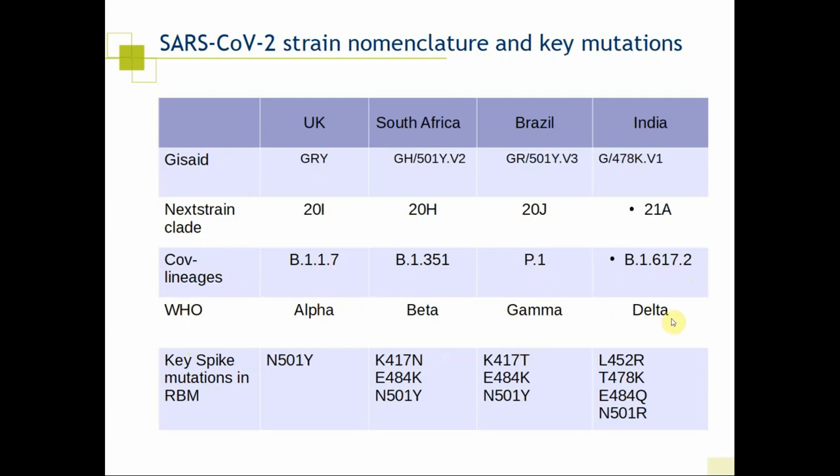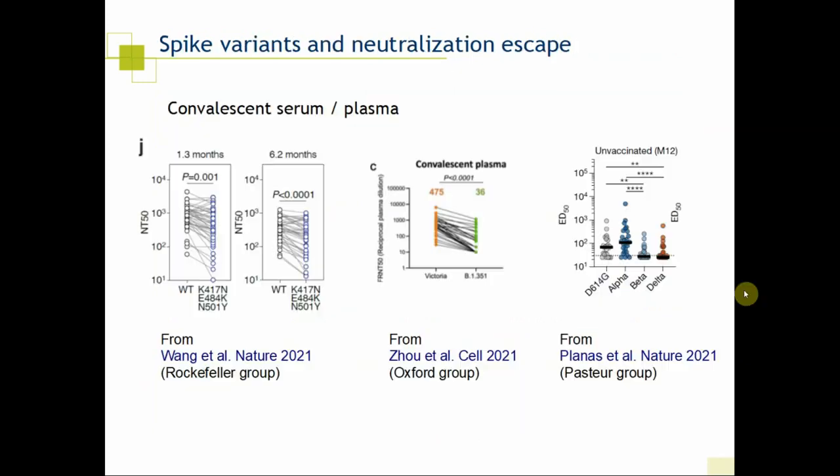Okay, so alpha, beta, gamma, and delta are all different from the wild type, and they all have particular spike mutations in the receptor binding domain. So alpha has the N501Y mutation, beta and gamma have N501Y plus 2 others, and delta has a different set of mutations. So now the real worry is, how are these variants affecting neutralization? Maybe these variants escape the antibody response. Several groups have tested this, and in fact, it's true.